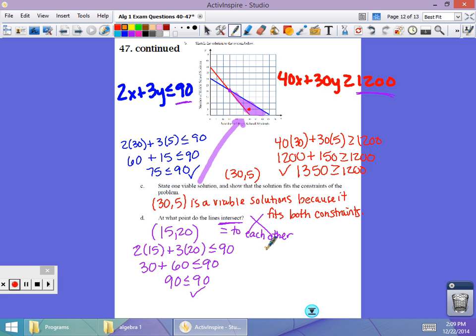Plug into the second inequality. 40 times 15 plus 30 times 20 greater than or equal to 1200 equals 1200. 40 times 15 is 600. 30 times 20 is 600 as well. 600 plus 600 is 1200. 1200 is equal to 1200. They are both equal to one another, so you just showed that they intersect at 15, 20.